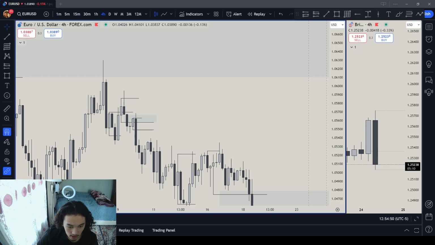Ranges. One of the most important and most powerful ICT concepts, which helps you with determining what's next for the market, determining the draw on liquidity, and it's a very easy concept.